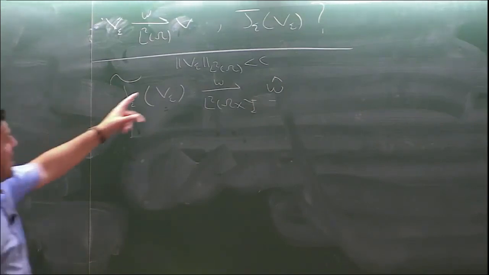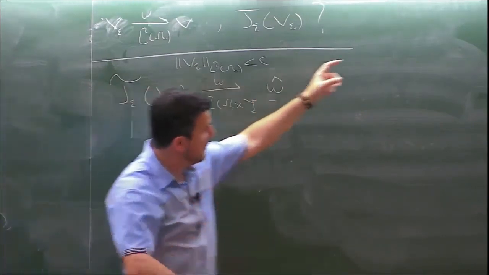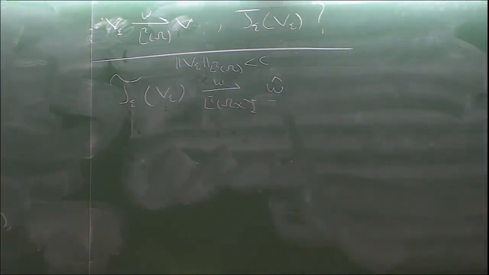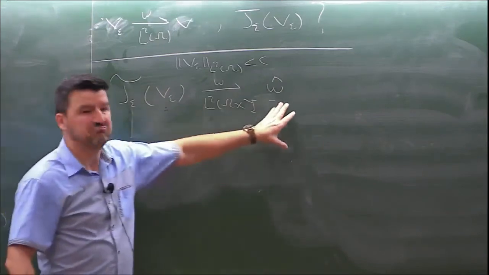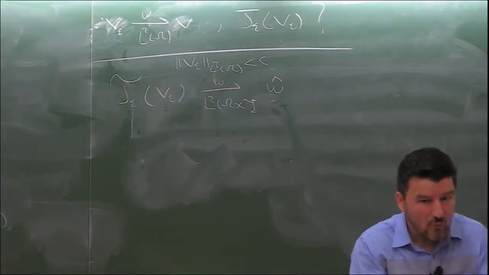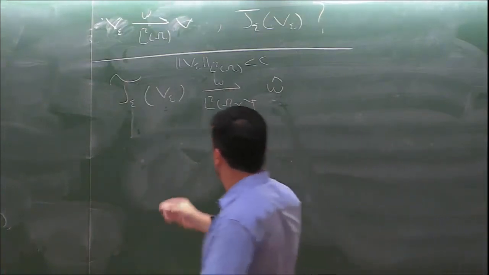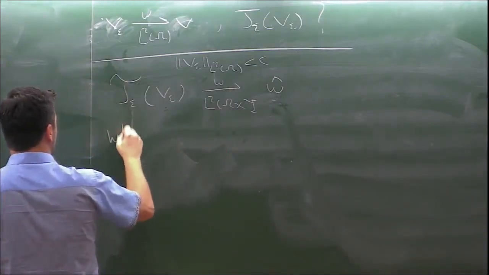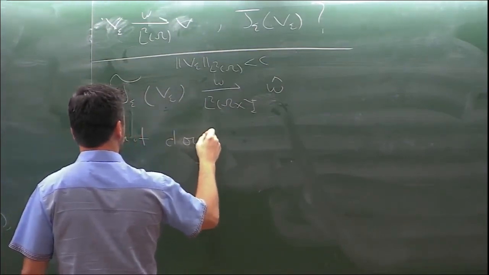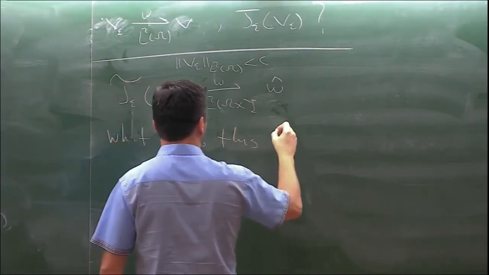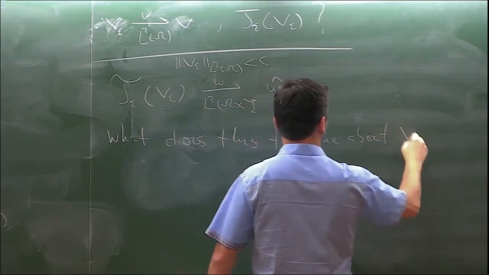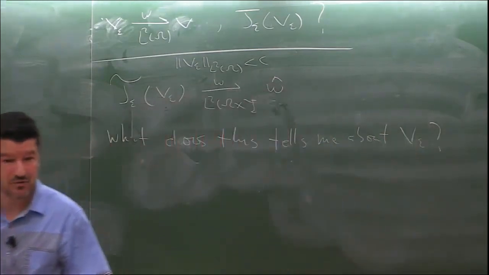And because it's bounded, you can immediately see, based on this relation, that T epsilon of V epsilon will be bounded, so it will have a subsequence which is weakly convergent to something. Let's call it W hat. Again, it will be a function of X and Y, in the L2 of omega cross Y. The question is now, what does this tell me about V epsilon? That's the question, okay?